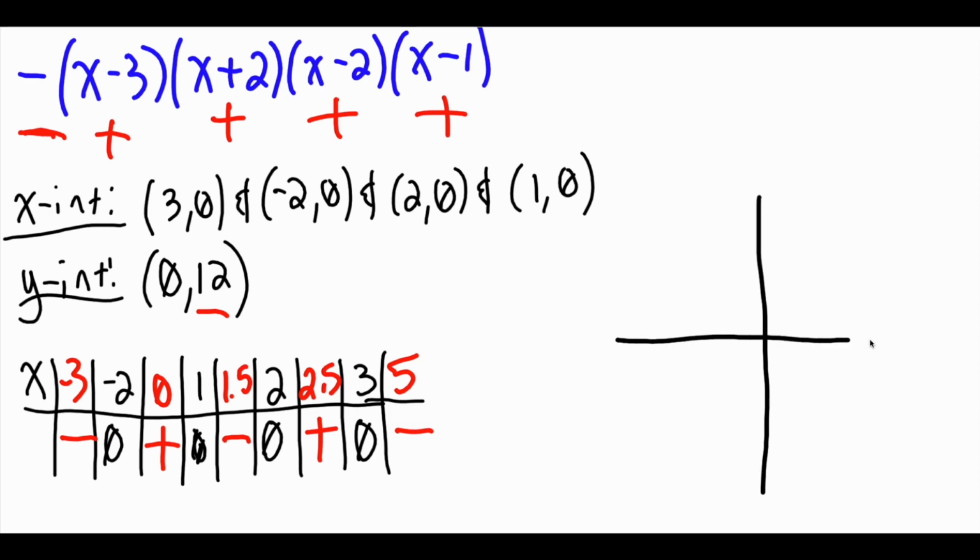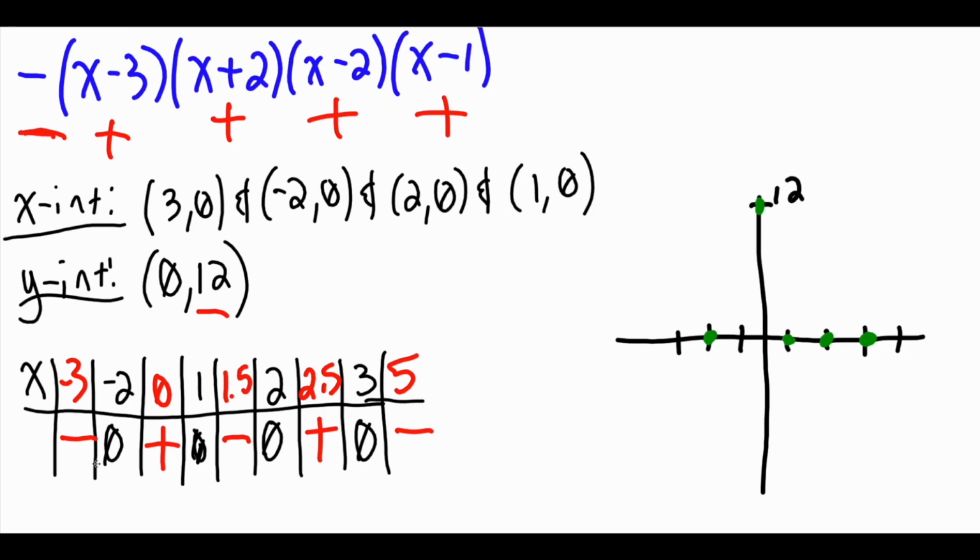Now let's put it all on the graph. I have (0, 12), and then I got a 1, a 2, a 3. Throw an extra one there. And I got a -1, -2, -3. So I have points at (3, 0), (-2, 0), (2, 0), and (1, 0). And then I got this guy up here at (0, 12).